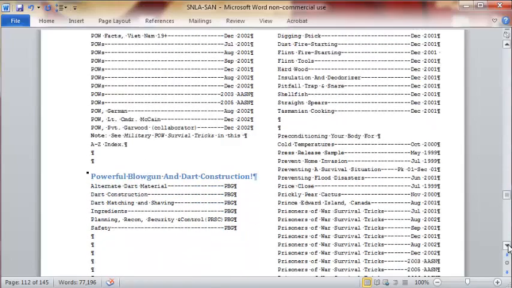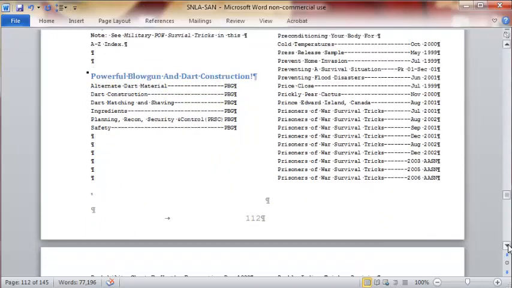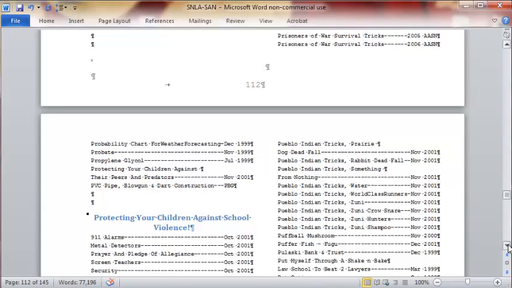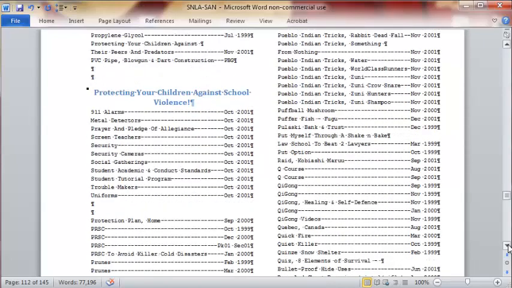Anyway, we got 13 prehistoric survival tricks. Powerful blowgun dart construction. You see the video on that one. Very powerful blowgun. That stuff you buy in the mail order, them darts are worthless compared to this dart gun. Protecting your children against school violence.